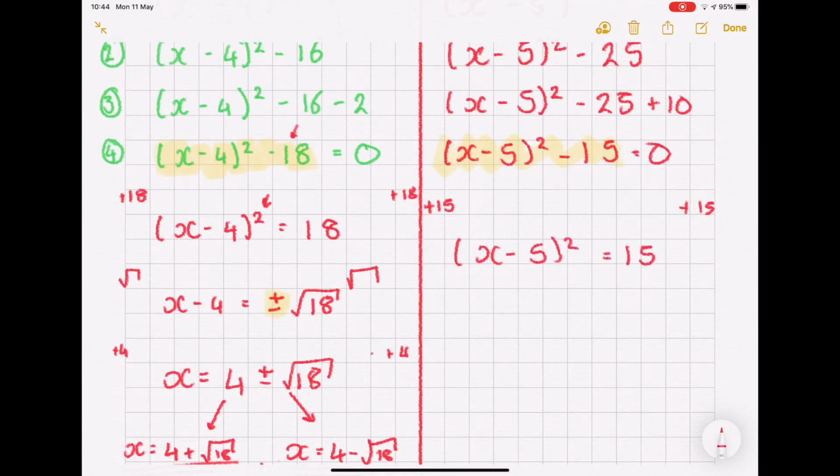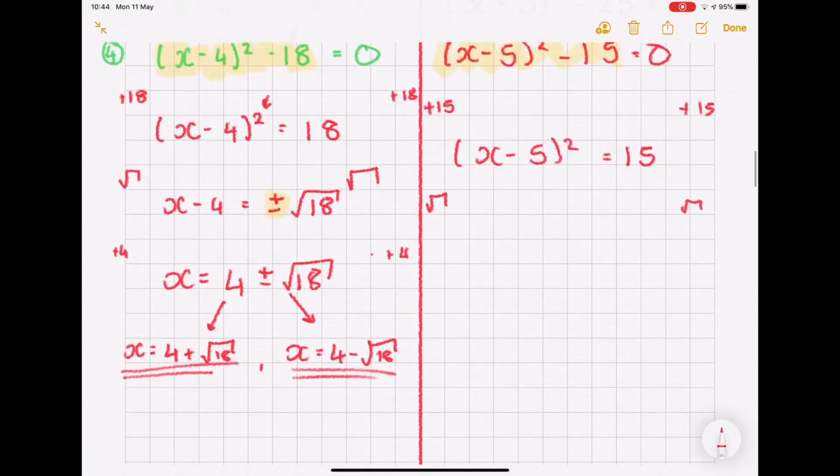Now let's square root both sides to give us x minus 5 equals root 15. Now we want to get rid of that negative 5, so I'm going to add 5 to both sides to give us x. Oh, and that's plus or minus. Before I forget, I almost made that mistake there. Plus or minus root 15. So let's add 5 to both sides. So x equals 5 plus or minus root 15.